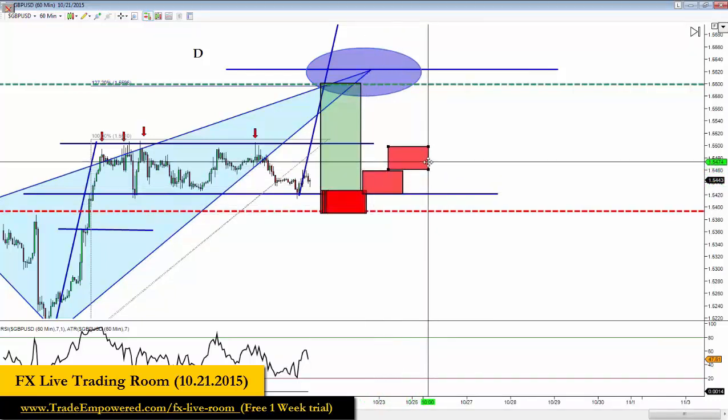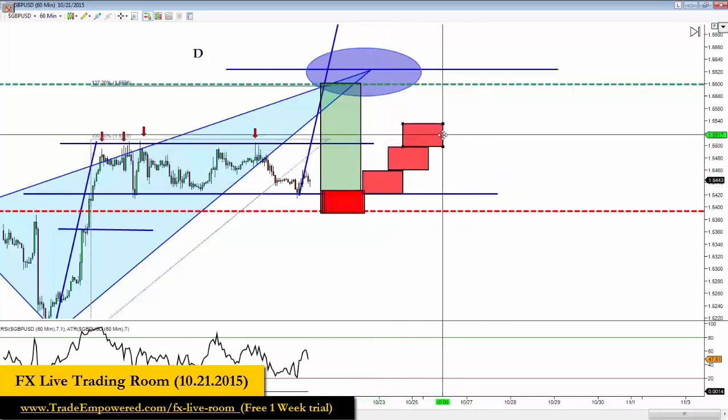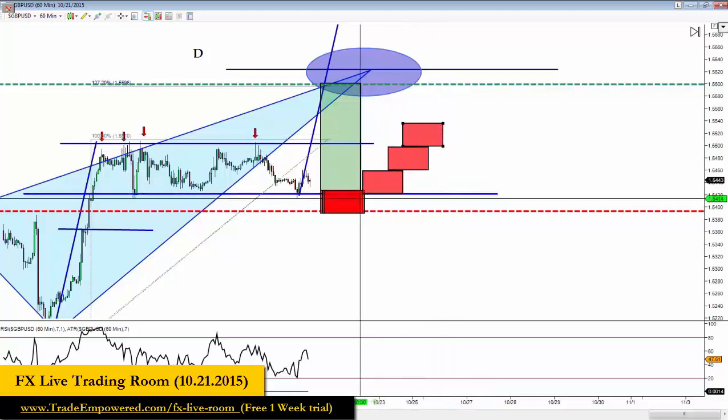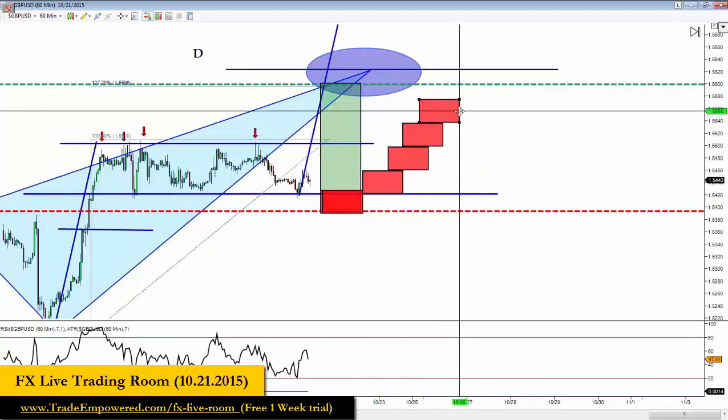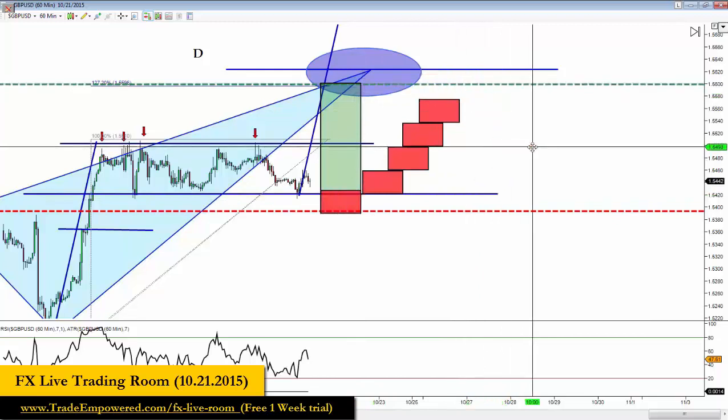I can only count as many fingers as I have, so hopefully it's not more than 5. Oh wait, I've got 2 hands, I can count to 10. 3, 4, about 4 to 1, 4.5 to 1 risk reward. Guess what this means, guys?